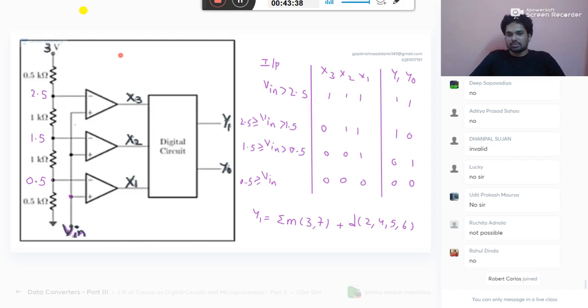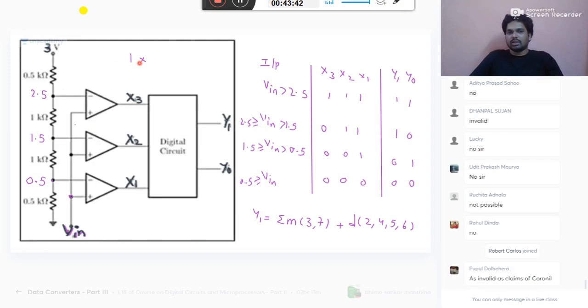So if 1 comes, it should be like this. Remaining should not come. So 111 should be there. You should not have 101 or 110. This condition should not occur.